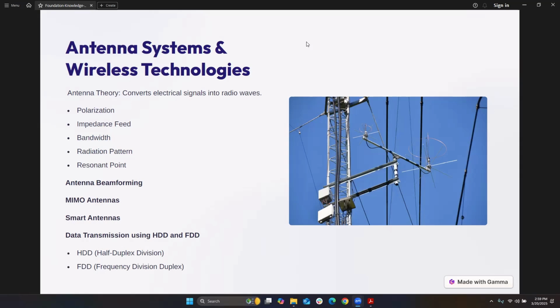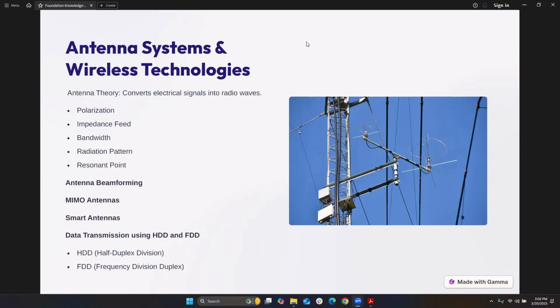And one other advanced antenna technology is MIMO antennas, multiple input, multiple output antennas. These are found in 4G, 5G, and Wi-Fi, allowing multiple signals to be sent and received at the same time for faster and more stable connections. If you talk about smart antennas, these antennas automatically adjust their radiation pattern to minimize interference and improve signal strength. These can be found in satellite communication.